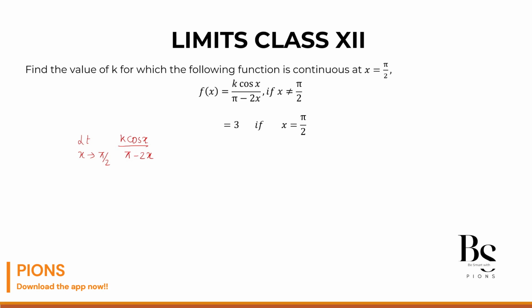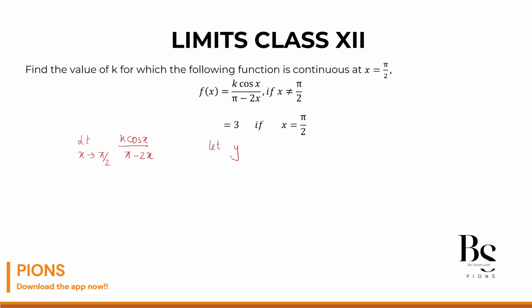Now what happens when you put pi by 2? When you put pi by 2 here, cos 90 is 0. And when you put pi by 2 here, the 2 cancels, pi minus pi is 0. So you are getting 0 by 0 form. Now when you are getting 0 by 0 form, what can you do? You can rationalize, you can use formulas, or you can do the substitution method, right? So let's use the substitution method and substitute.